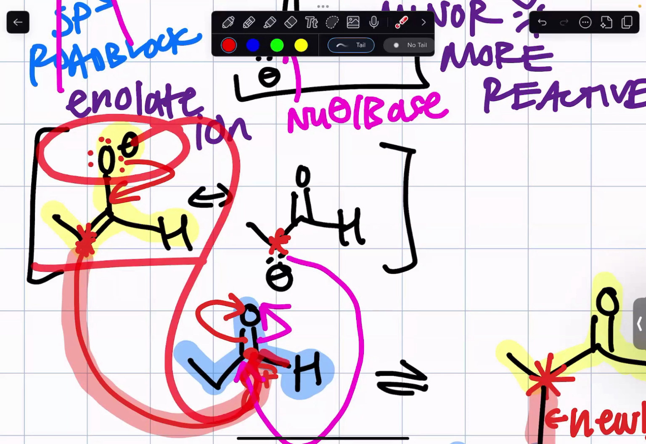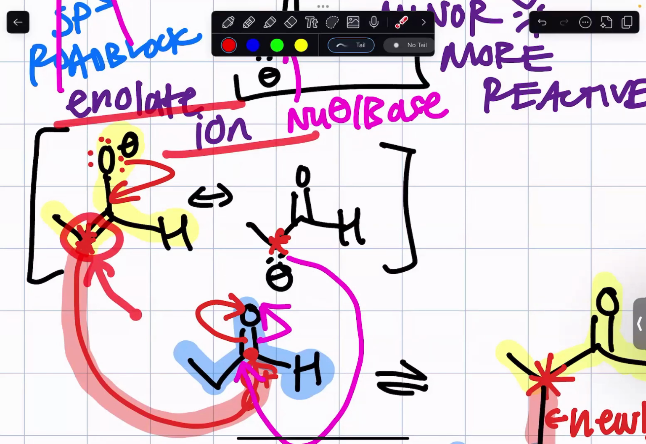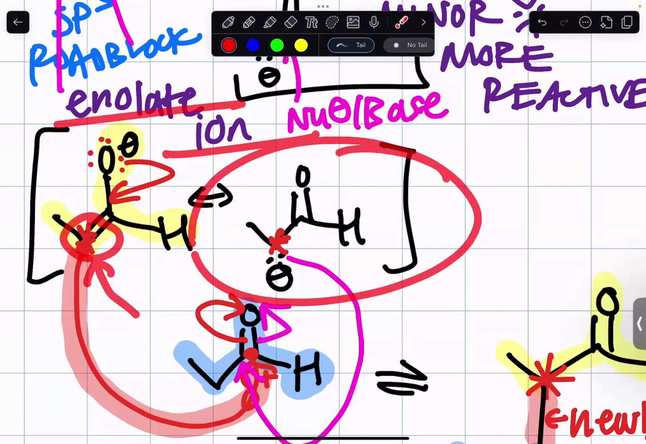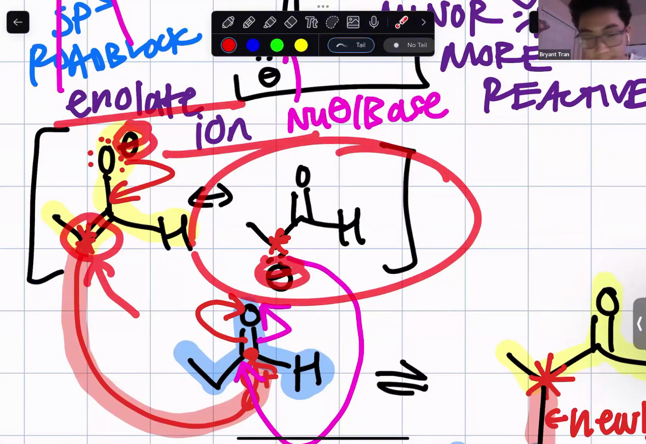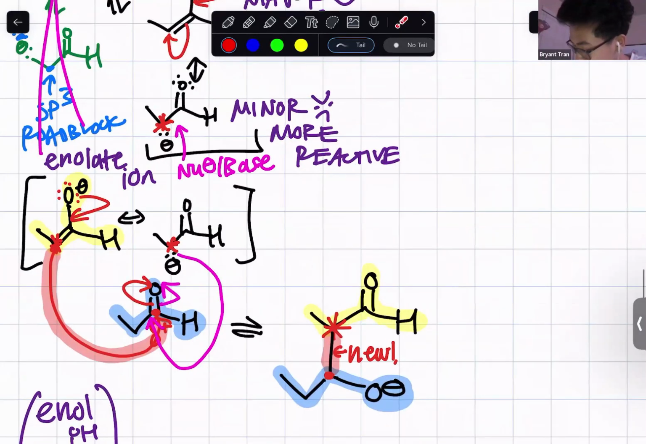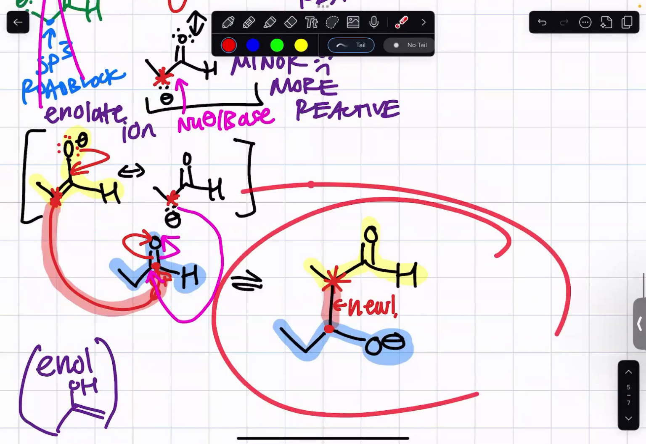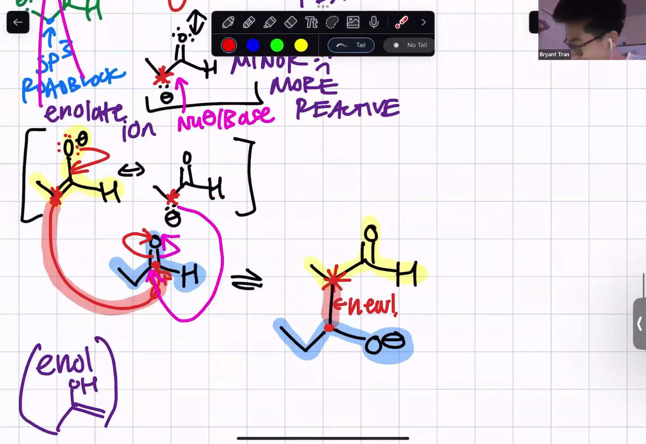But it's not, because this is an enolate ion, and when you see an enolate ion, the nucleophile is always the alpha carbon. Because the negative charge on the alpha carbon is less stable, more angry than the negative charge on the oxygen. Is that all there is for that question? No, we're not done yet.